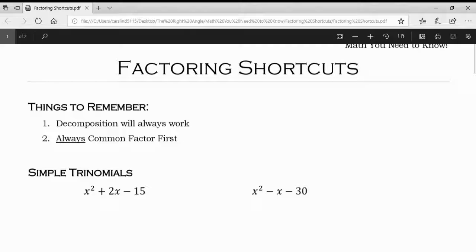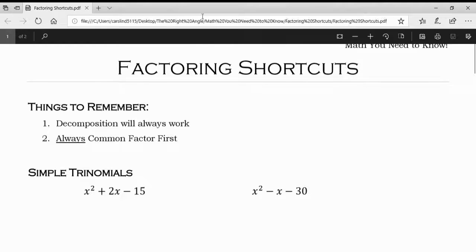Things to remember: decomposition will always work if the equation is able to be factored. So if you are stuck, you can go back to decomposition. It will always work. And if you need a reminder on decomposition, please go back to the decomposition video. And the other thing that you want to remember is to always common factor first.